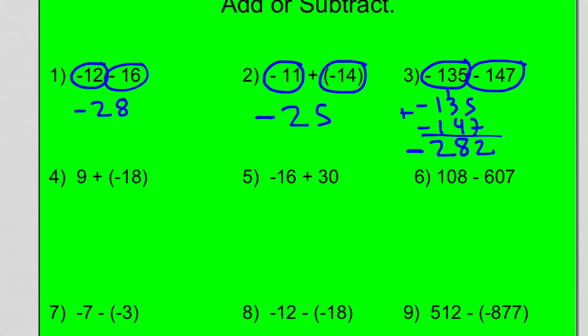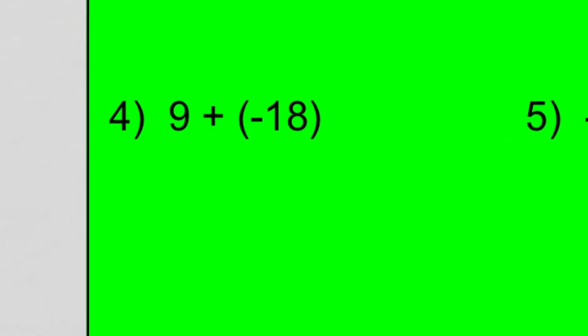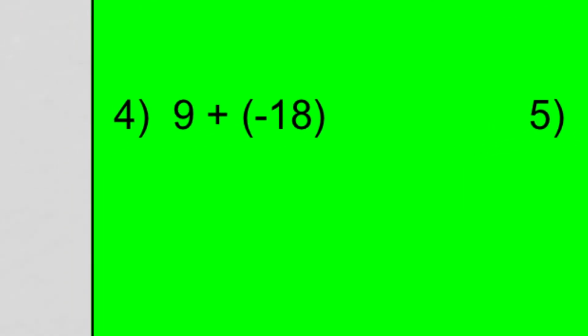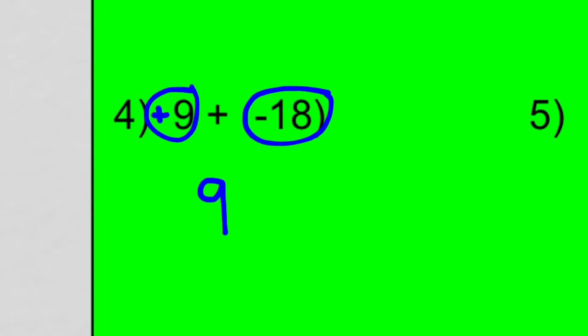Now, the next thing we did was look at situations where the signs are different, adding up a positive and a negative, like in number 4. This is positive 9. This is negative 18. The signs are different, so I subtract. 18 minus 9 is 9. And since I have more negatives, the answer is negative, because I have more negatives here than positives here.